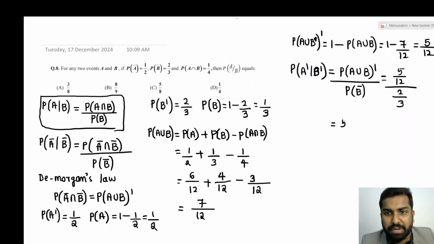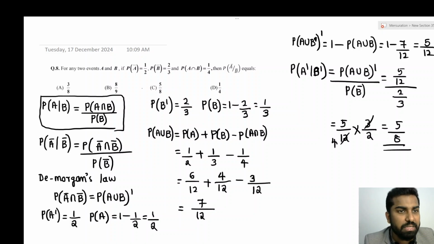So 5 by 12 divided by 2 by 3 means you have to multiply 5 by 12 with the reciprocal. The reciprocal of 2 by 3 is 3 by 2, so we multiply with 3 by 2. This 3 and 12 I can cancel 4 times. So your final result will be 5 divided by 8. That means option C will be the correct answer for this. Okay, so it's a very simple question.